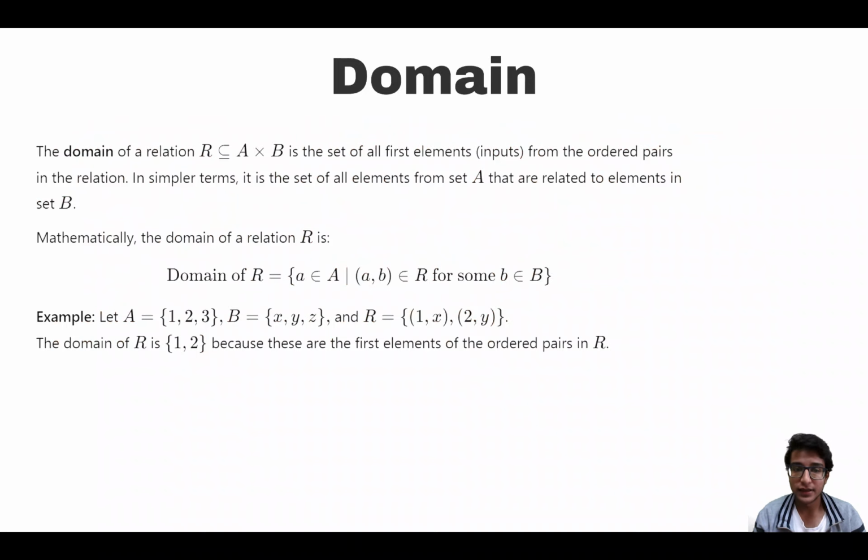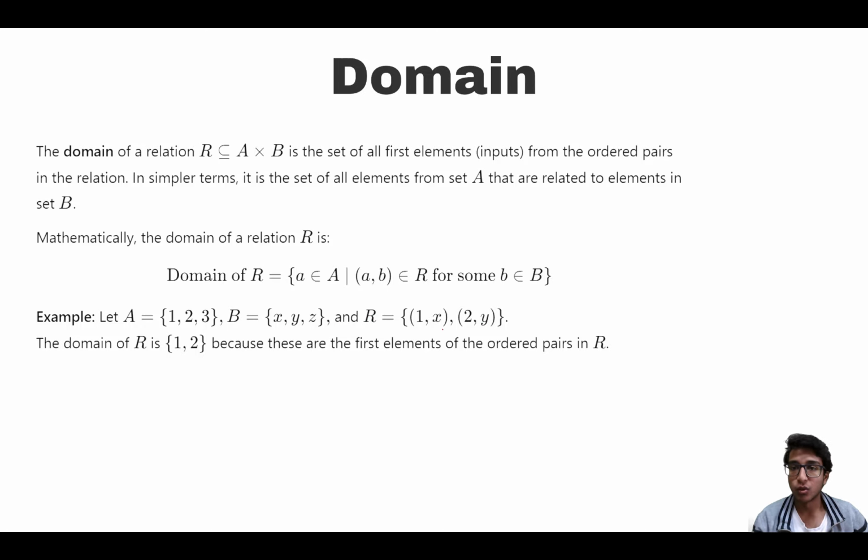A domain is the values that our relation is going to take from the first set. So let's take this example only. Let A is equal to 1, 2, 3, B is equal to x, y, z, and I'm defining my relation as (1, x) and (2, y).